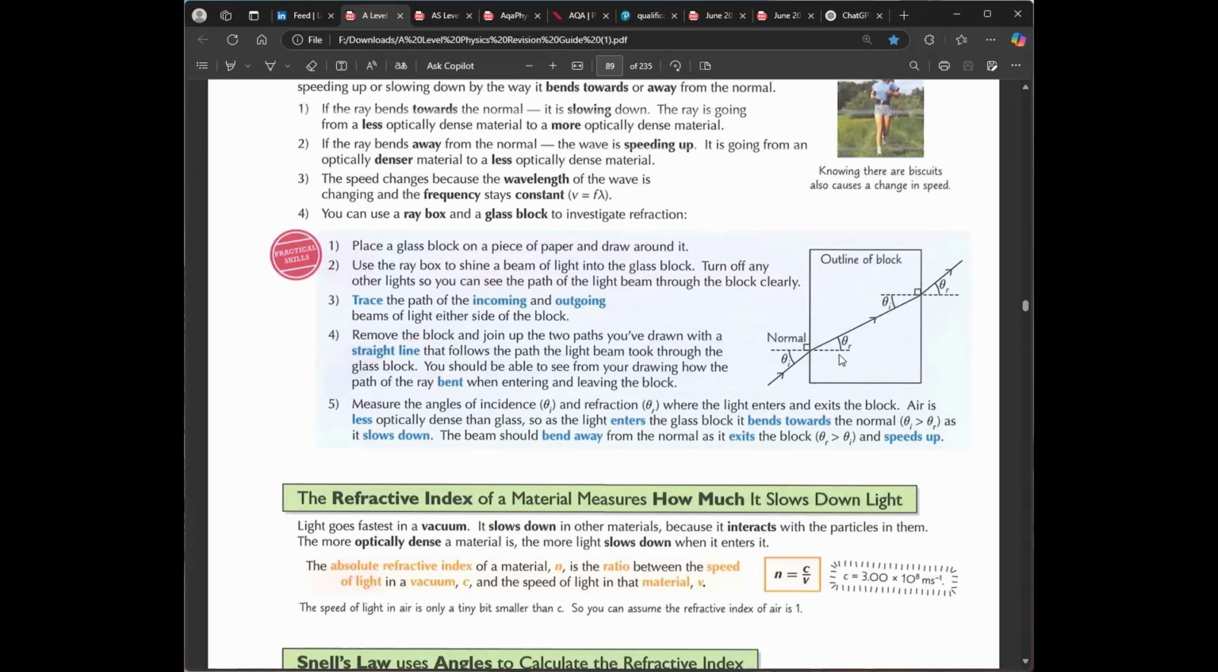I don't know if it is very important to remember this, but just to justify yourself, when light goes from a less dense medium to a more dense medium, the angle of refraction is less than the angle of incidence. When the light goes from a more dense medium to a less dense medium, the angle of refraction is greater than the angle of incidence. And why is that?